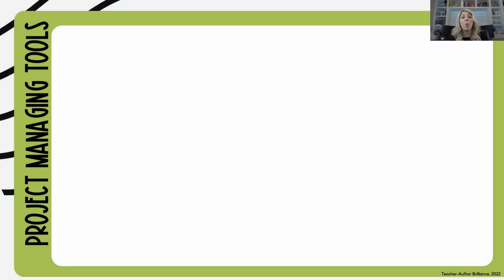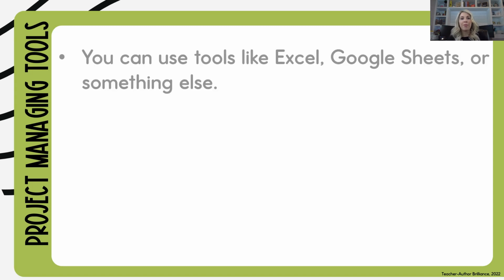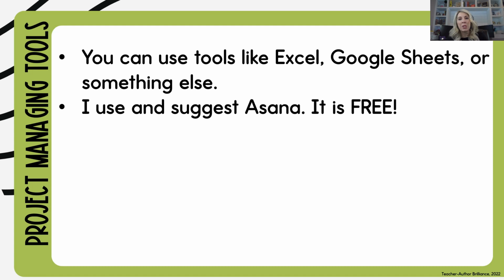We've now gone over what content calendars are, how to use them, and why you need one. But now let's discuss project managing tools and what you'll use to create your content calendar. You can use tools like Excel, Google Sheets, or something else. I prefer to use a free tool called Asana. I used Google Sheets for a while, and I'll show you what that looks like in comparison to Asana. I just love the different tools Asana offers. Now, I use the free version of Asana. There is a paid version, but for small businesses, the free version is going to give you what you need.